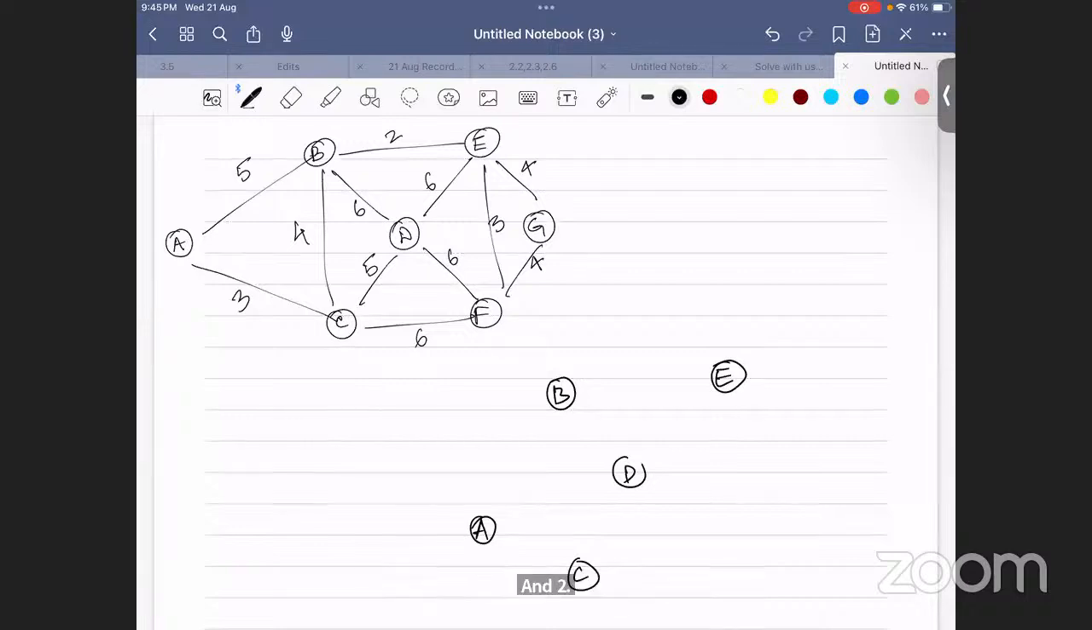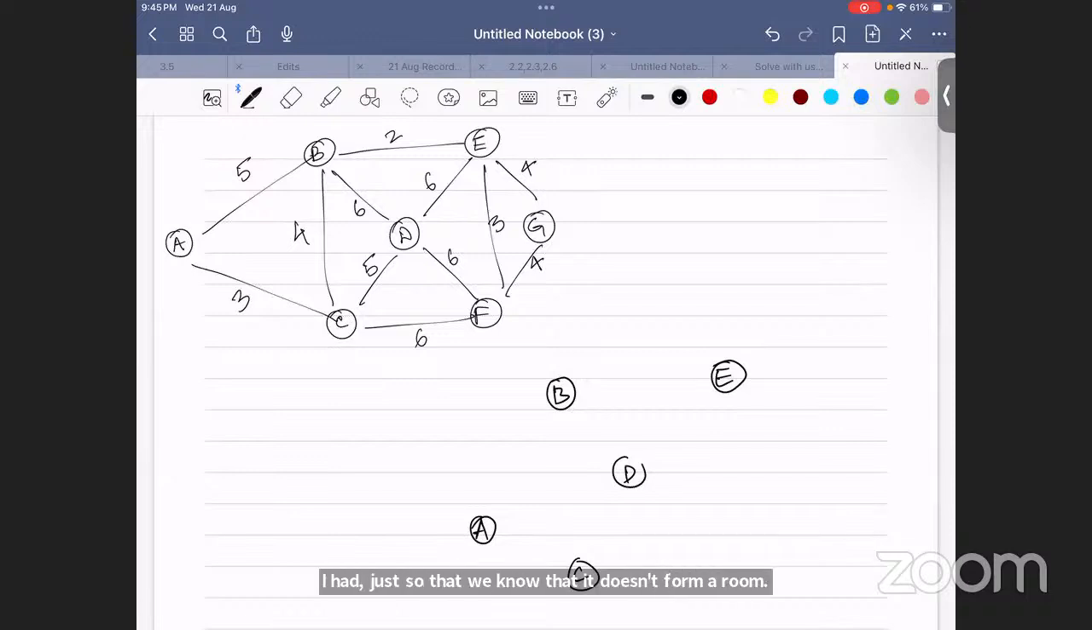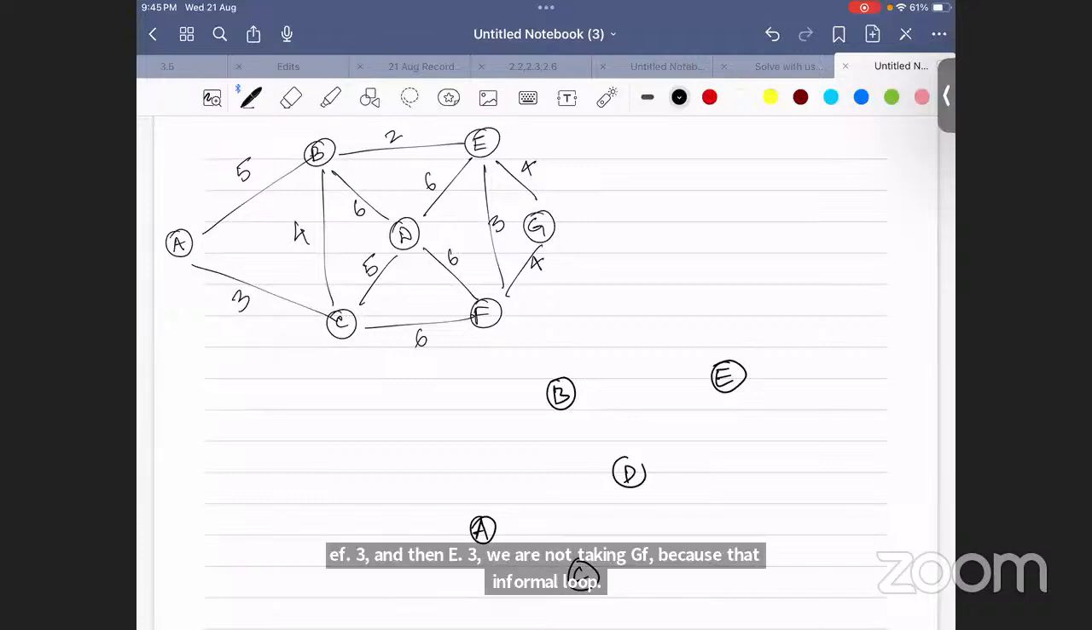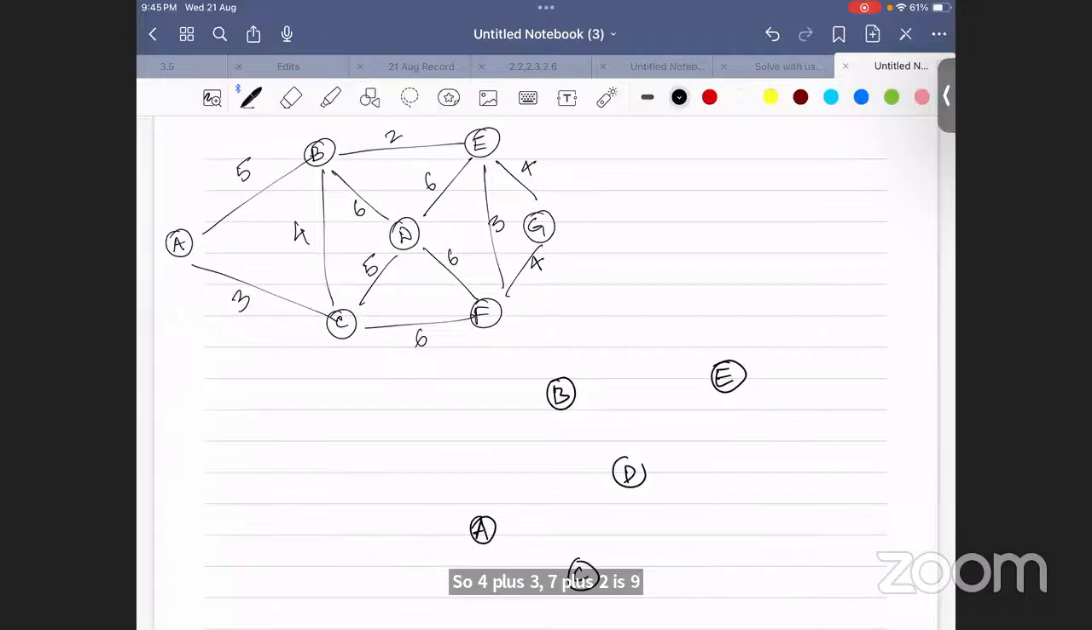The next one, 4 you can take, EG you can take, right? Because of edges, we know that it doesn't form a loop. It should not be forming a loop. So that's why we are taking 2 and then this AC 3, then EF 3 and then EG 3. We are not taking GF because that will form a loop. So 4 plus 3 is 7, plus 2 is 9, and 3, 12.